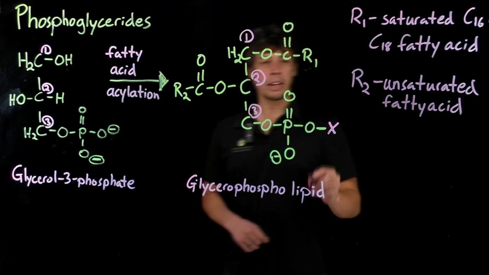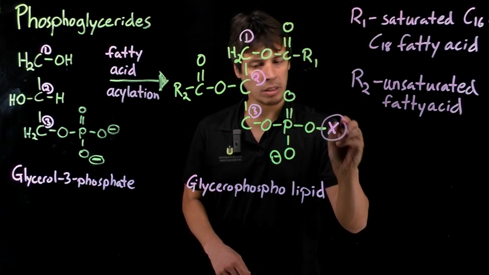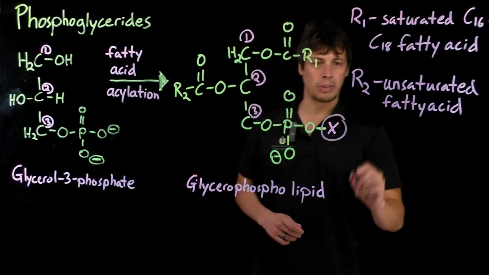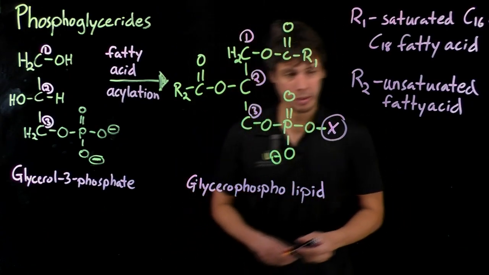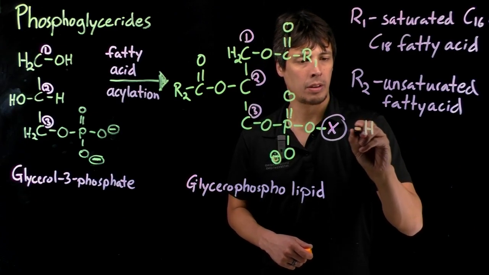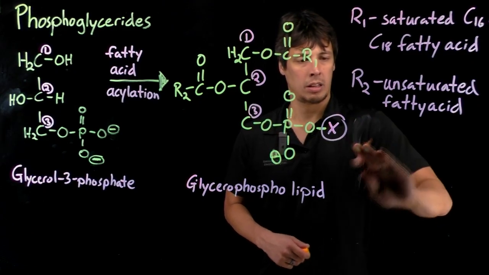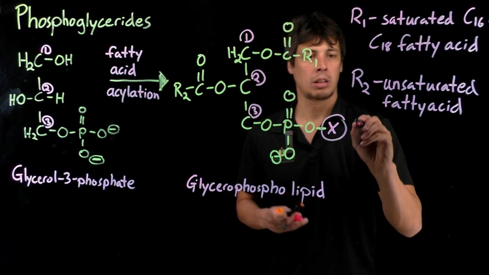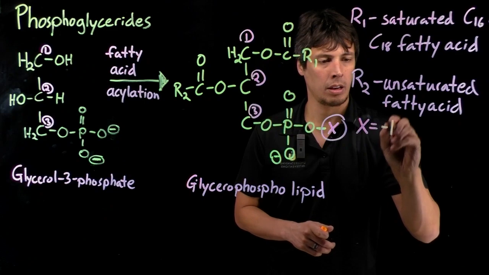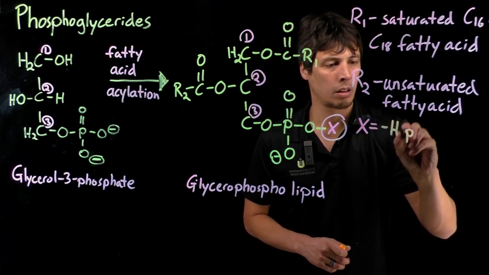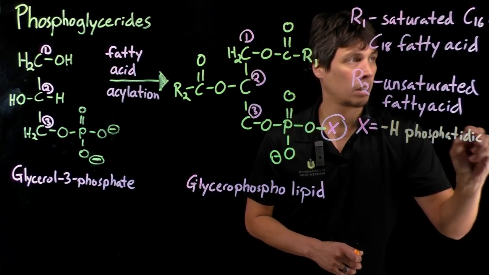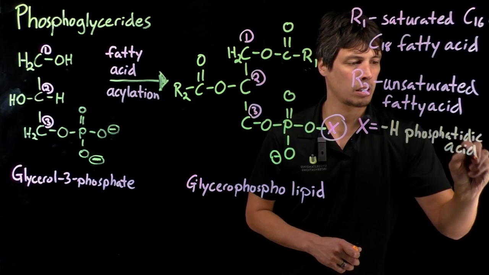Okay, and then X is a number of groups that can be present on the other side of this phosphate group here. So if we have, for instance, an H group, if X equals H, let's do this, X equals H, this is called a phosphatidic acid.